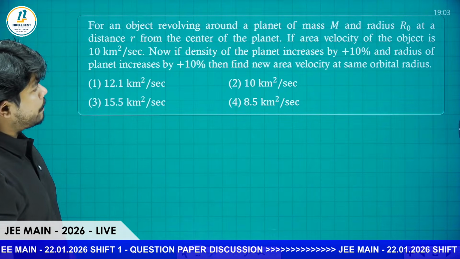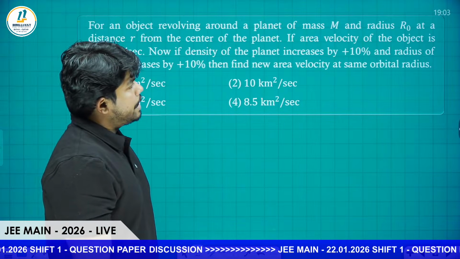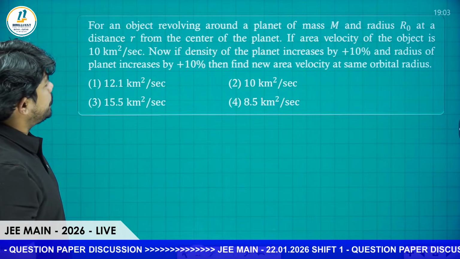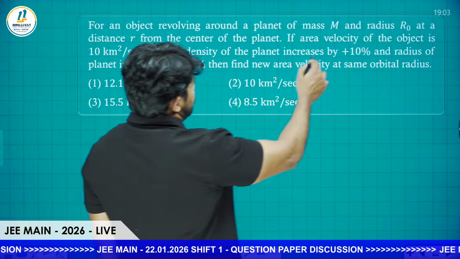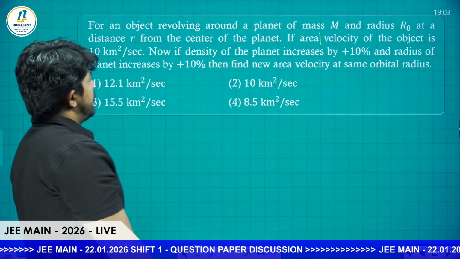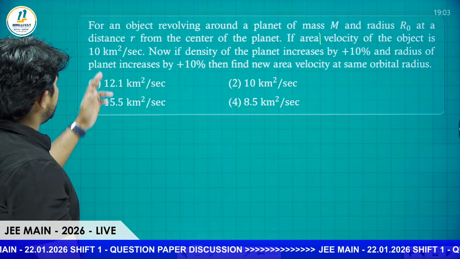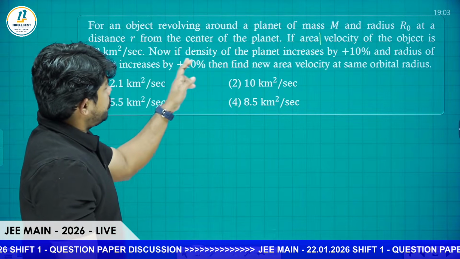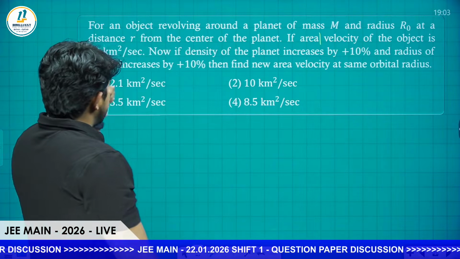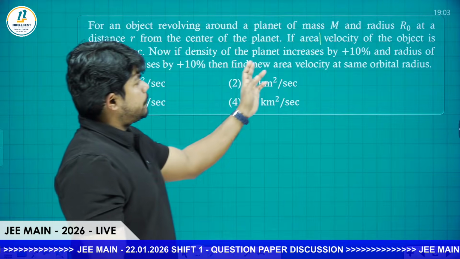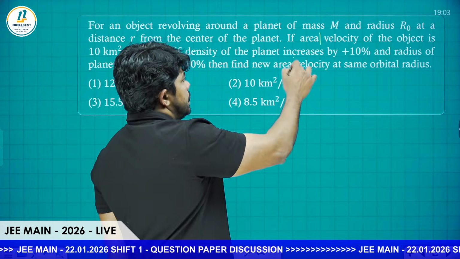For an object revolving around a planet of mass m and radius r0, at a distance r from the center of the planet, the areal velocity of the object is 10 kilometers squared per second. Now if the density of the planet is increased by 10% and the radius is also increased by 10%, find the new areal velocity.